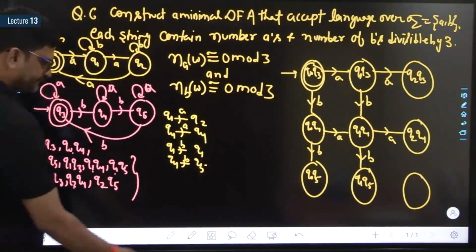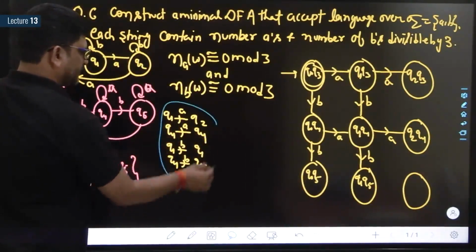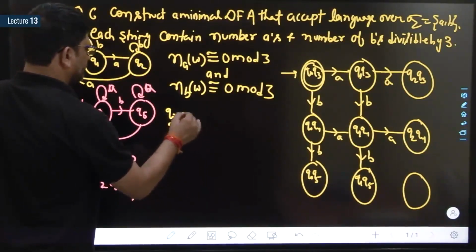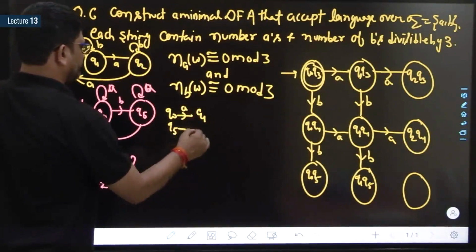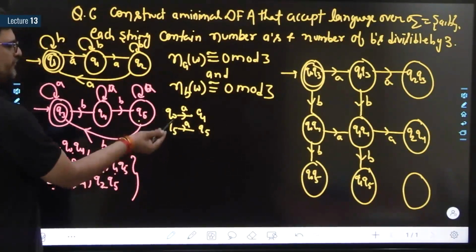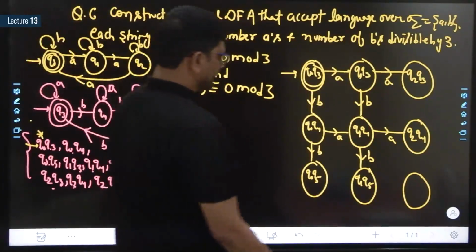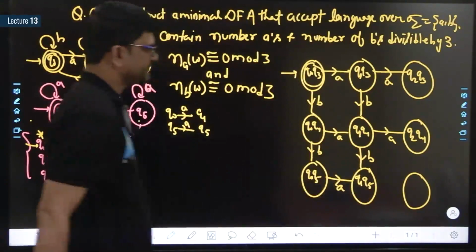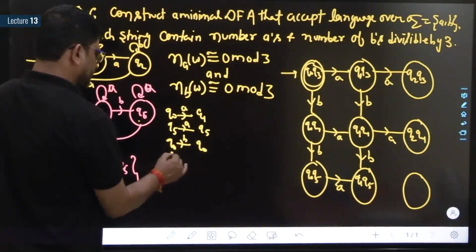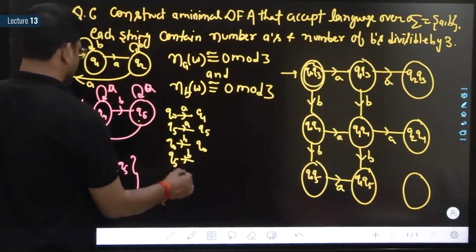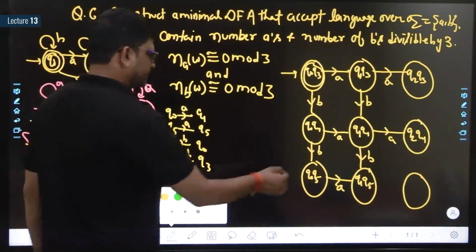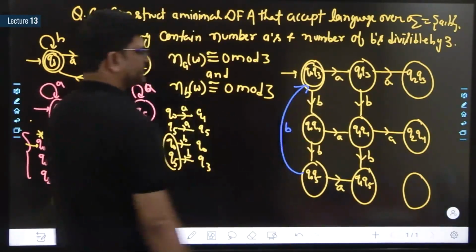Now check for Q0Q5. Q0 on A goes to Q1, Q5 on A stays Q5, so Q0Q5 on A goes to Q1Q5. Clear? What about B? Q0 on B stays Q0, Q5 on B goes to Q3, so Q0Q5 on B goes to Q0Q3. This is B. Okay.